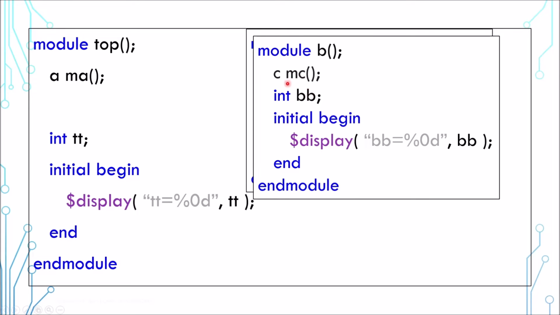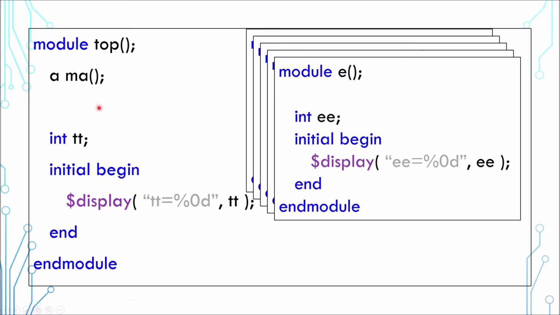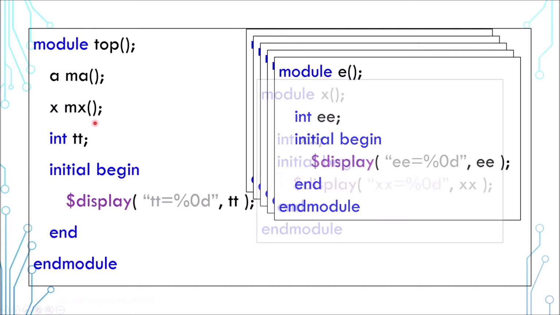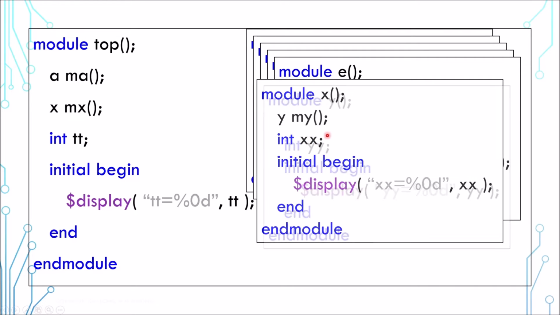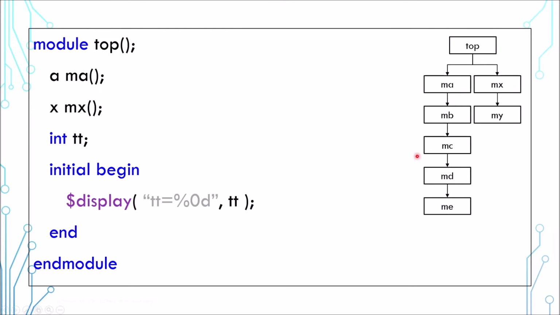And then B instantiates C, C instantiates D, and finally D instantiates E. Let's say there's another module X as well. Top instantiates X and X instantiates Y. Visually, this is how the system looks like.